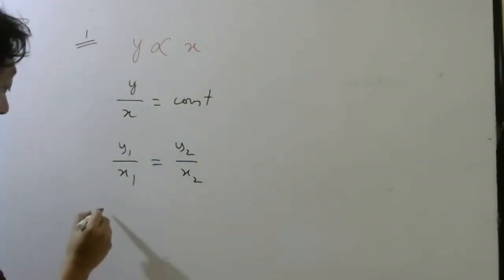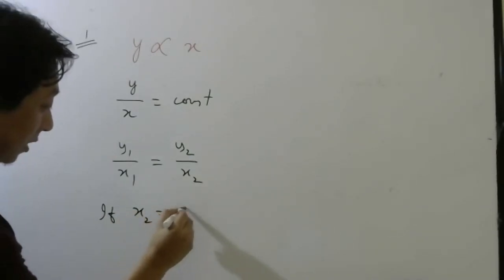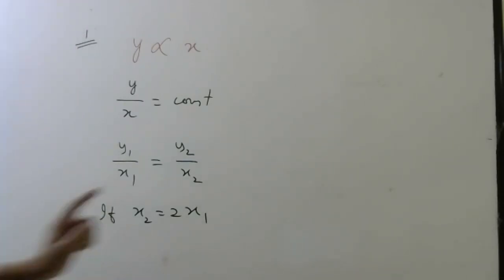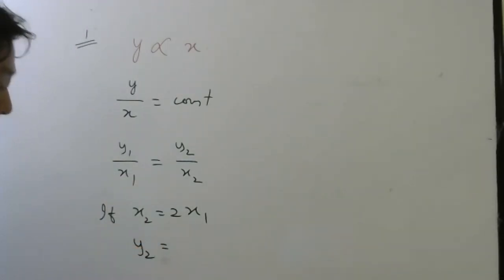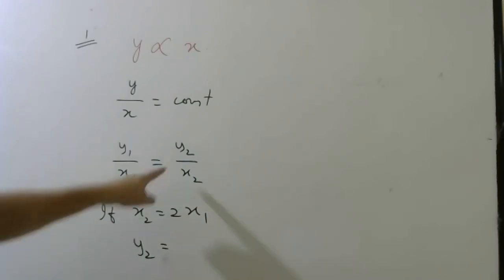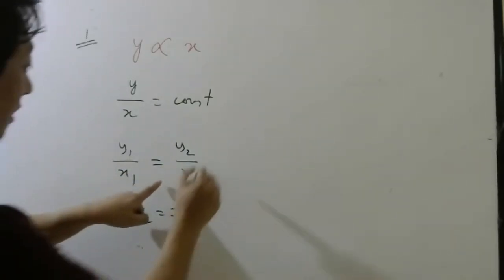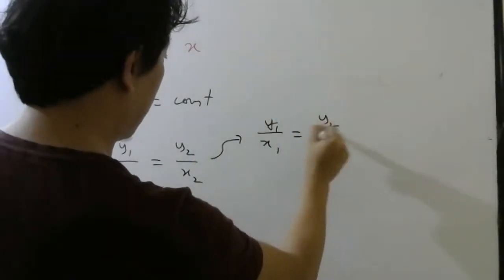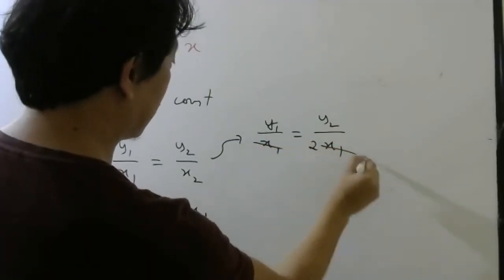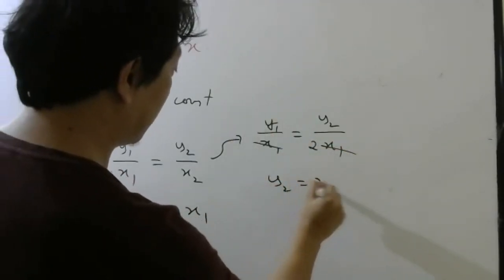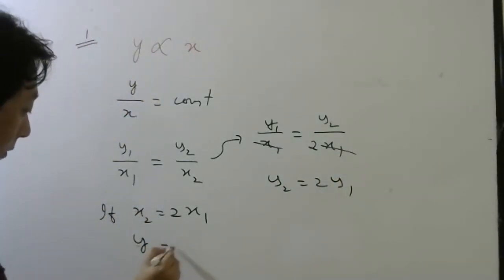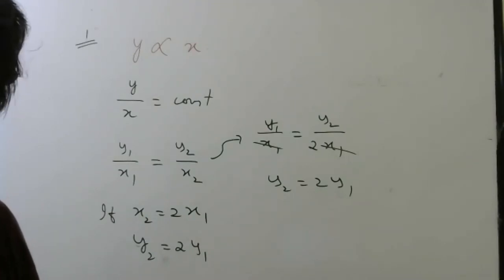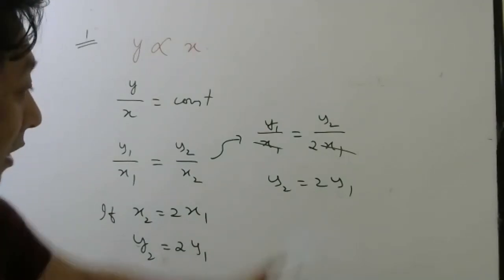Now if somebody says x2 is double of x1, quickly tell me, y2 will be how many times y1? Substitute here and check. y1 by x1 equals y2 by x2, which is double of x1. x1 cancels, cross multiply, y2 will be double of y1. Correct? y2 will be double of y1.